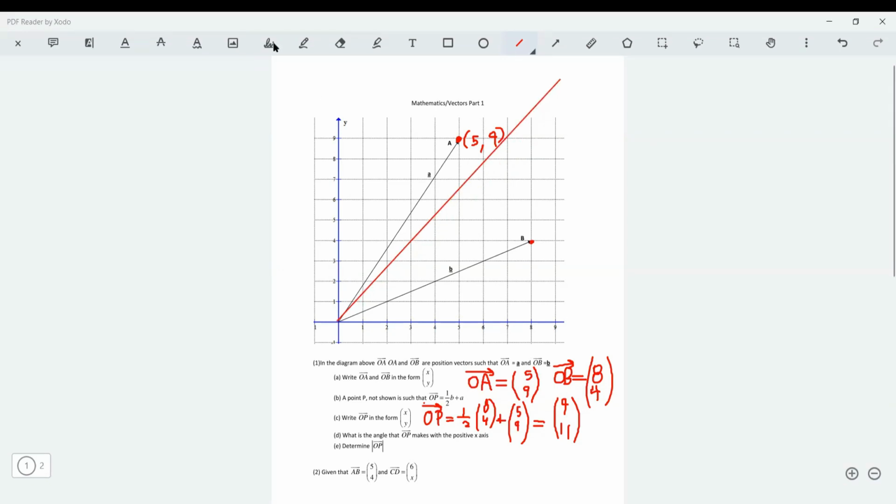And then they want the angle. They want the angle OP makes with the positive x-axis. So here we're going to have to do a little bit of trigonometry. When the y value is 11 and the x value is 9, to find the angle, you're just going to have to take tan inverse. The angle OP makes with the positive x-axis. Let's do that part up here.